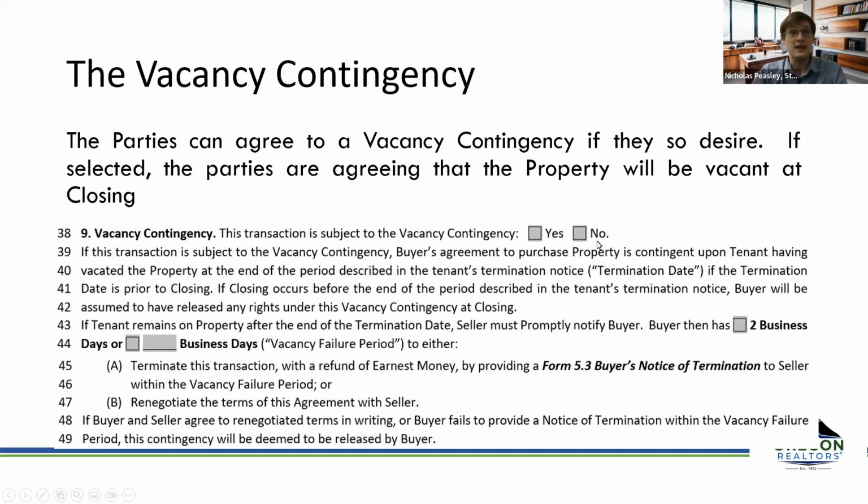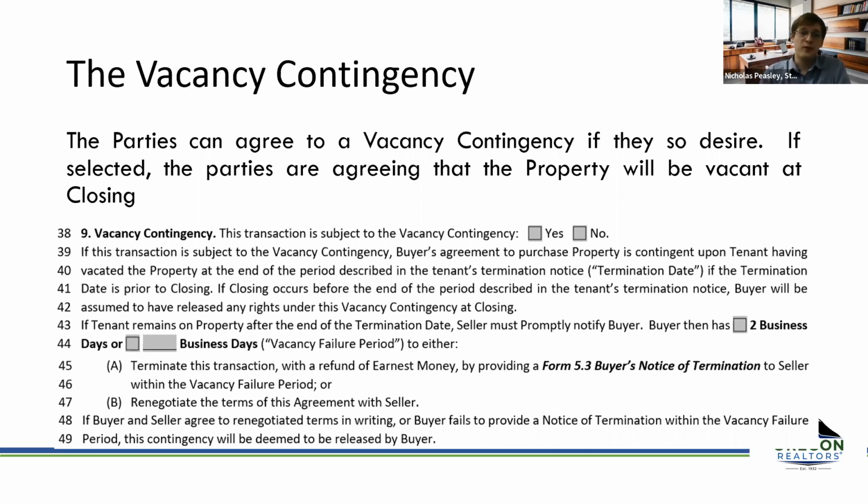If you say no, it doesn't have to be vacant, that doesn't mean that the seller doesn't have to terminate. It just means that the termination might only become truly valid after closing has happened. If you have a 90-day notice requirement, that doesn't mean you have to have 90 days out till closing. There's an illustration that'll come up a little later on that will make it more clear, but you can have instances where the termination comes after closing. If this transaction is subject to the vacancy contingency, buyer agrees to purchase the property contingent upon tenant having vacated, being out. The buyer should be purchasing the property at closing. There should be nobody in the property and they can just move in. That's the idea behind the vacancy contingency.